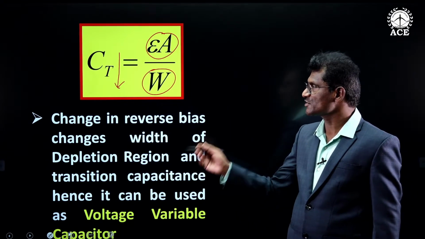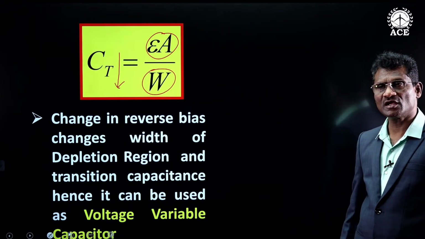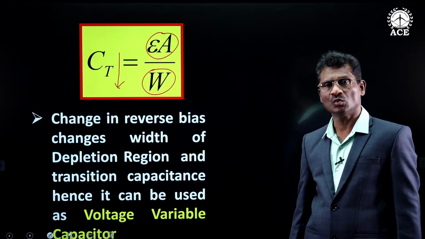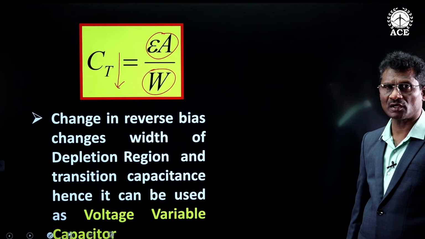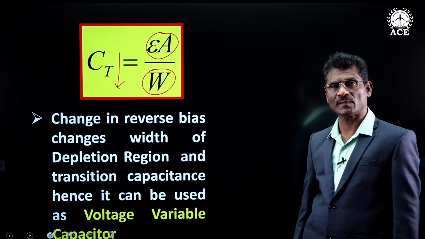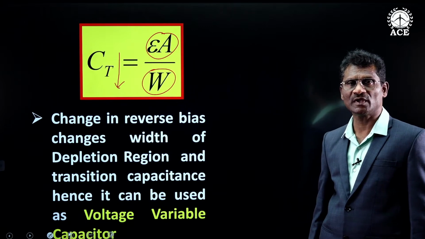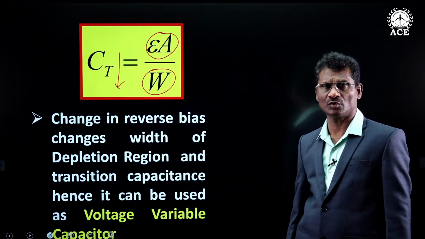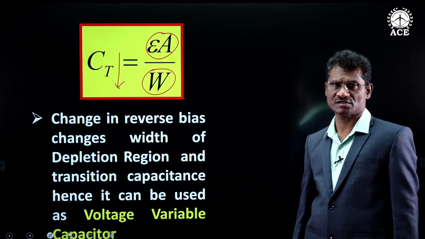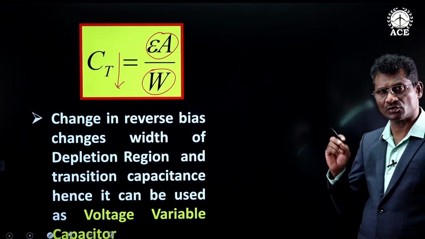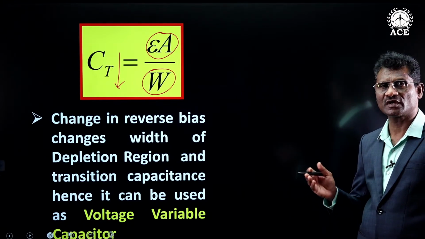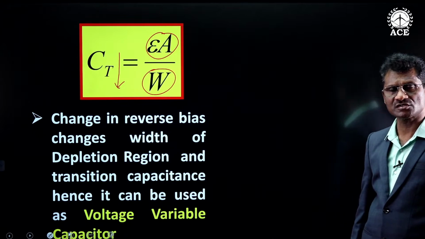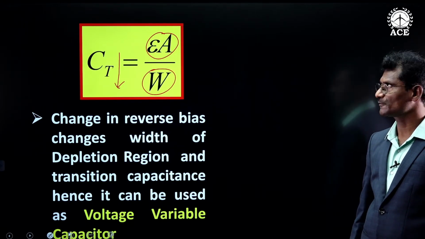See, I am discussing this concept. Why? Because plenty of times a short answer question was asked. That is, comment on voltage variable capacitor, or draw the voltage variable capacitor characteristics for a PN diode, which is a short answer question, maybe asked for 3 marks or 4 marks, which has been repeatedly asked. So for 3 mark or 4 mark question, no need of doing the derivation of transition capacitance. Only comment on how transition capacitance varies with respect to reverse voltage.